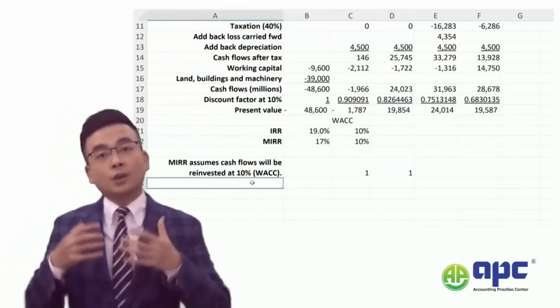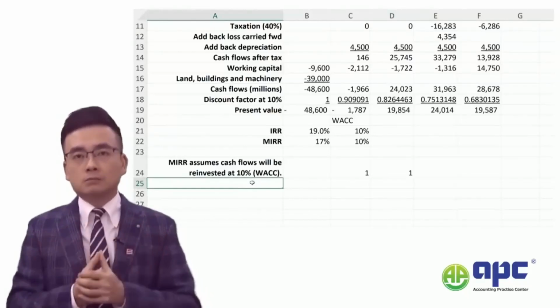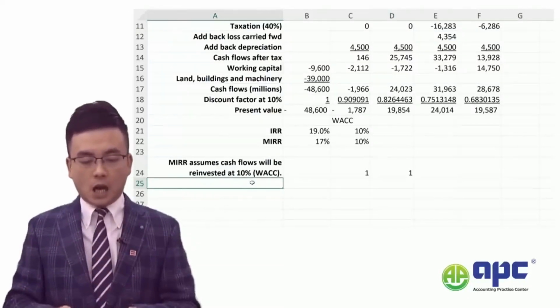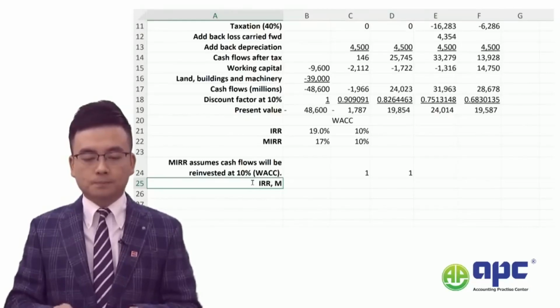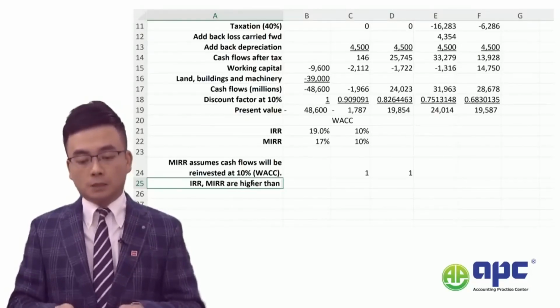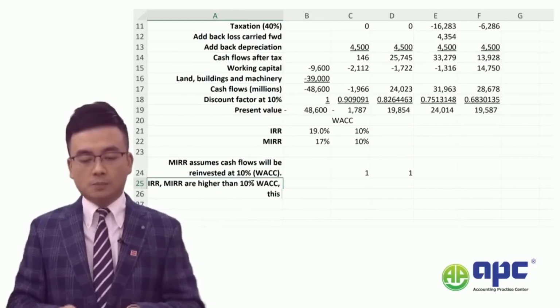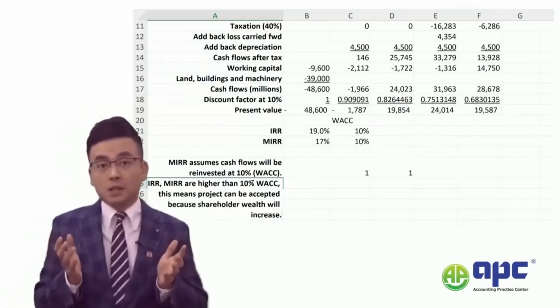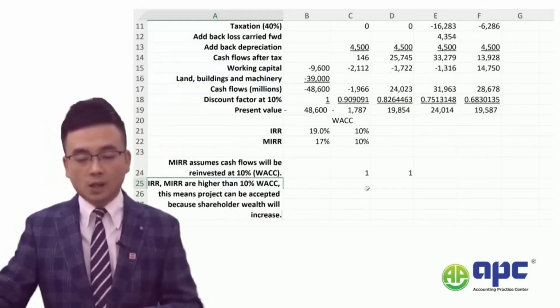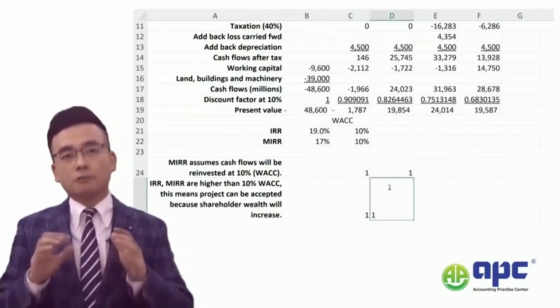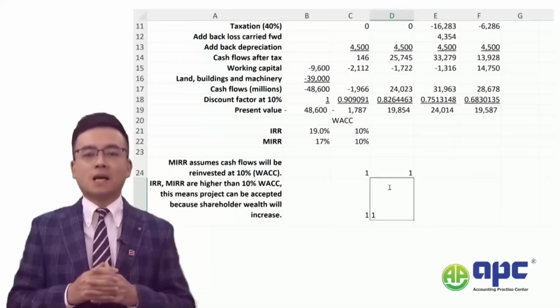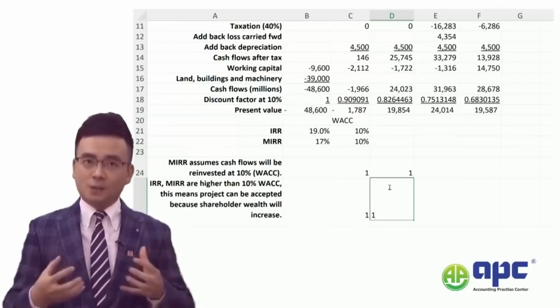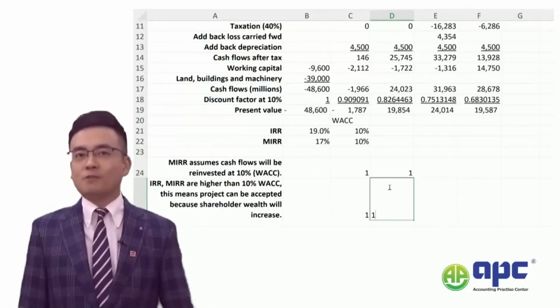And of course, I will also comment on my calculation result, which means that the IRR and the MIRR are higher than the 10% WACC. This means the project can be accepted because shareholders' wealth will increase. By commenting on this, you will get 1 mark for the technical and 1 mark for the evaluation in the exam. So just to show you the hidden marks to help you prepare for the AFM exam more effectively.